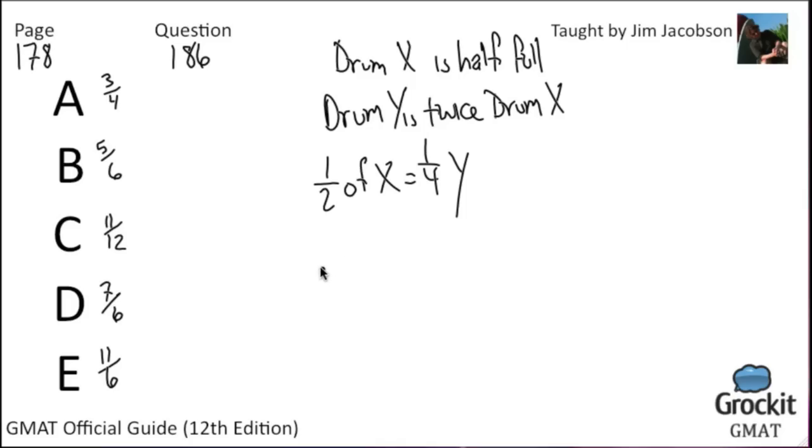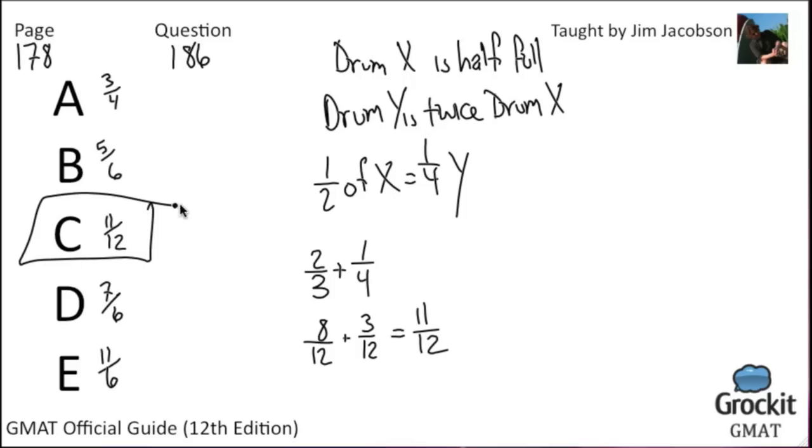We have the original amount that Y is full. Y is 2/3 full. And the amount in X amounts to 1/4 of what Y would be if it were left alone. So 2/3 plus 1/4, they have a common denominator of 12. So we have 8/12 plus 3/12 equals 11/12. Drum Y is 11/12 full. Answer choice C.